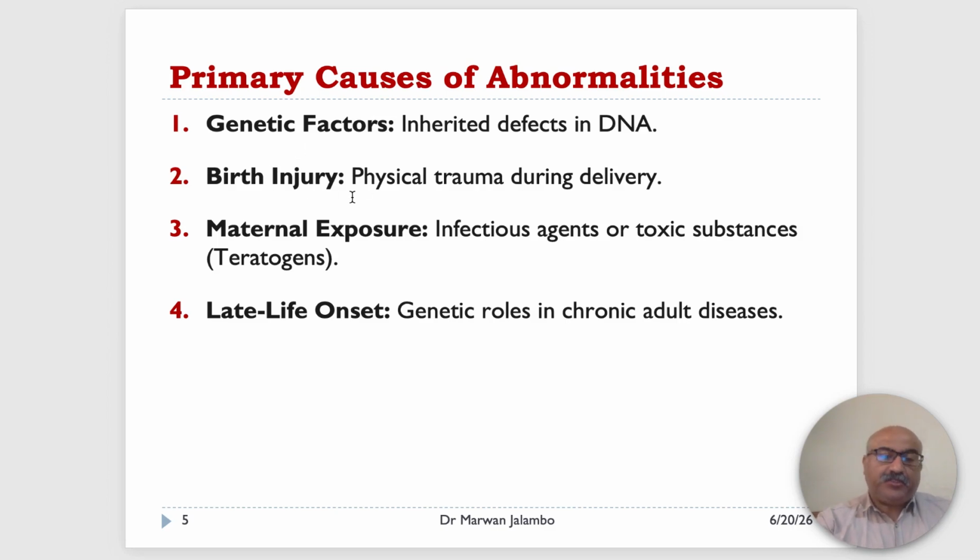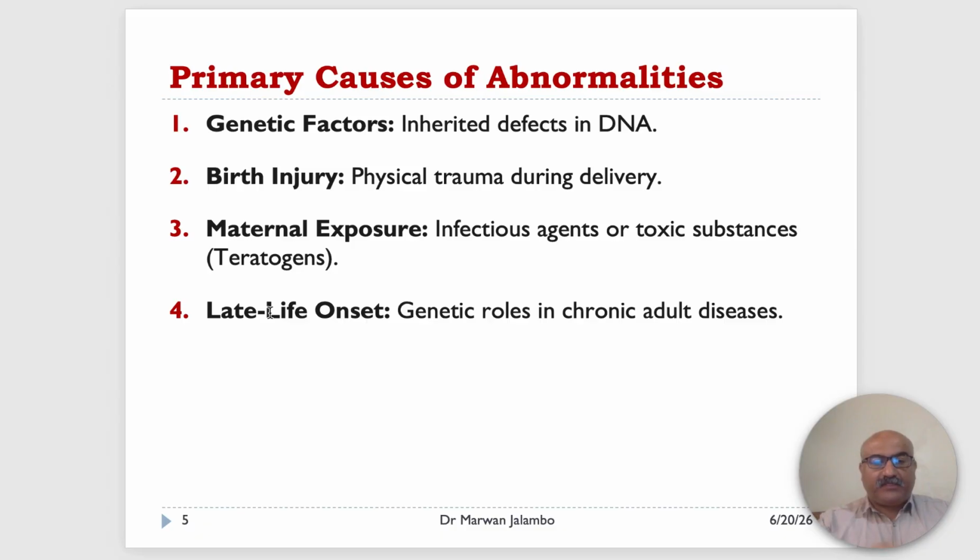Second, birth injuries, which involve physical trauma sustained during the delivery process. Third, maternal exposure to teratogens, infectious agents, or toxic substances encountered during pregnancy. And finally, number four, we must consider late life onset, where genetic predispositions combine with environmental factors over decades to cause adult chronic diseases.